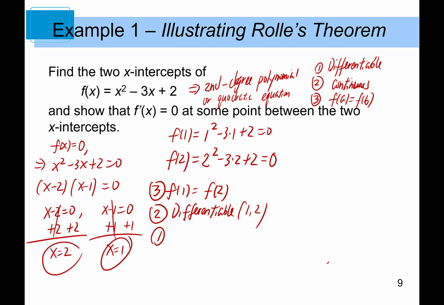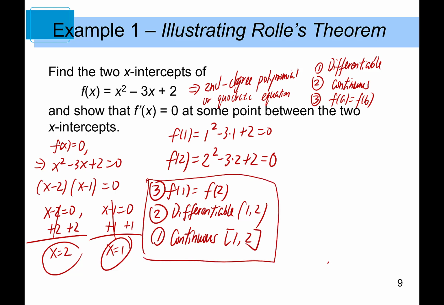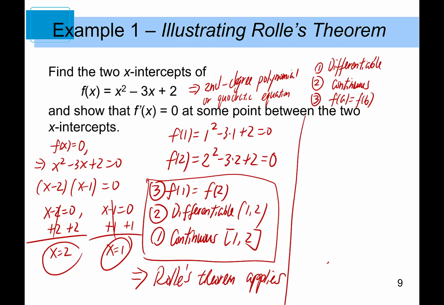First condition is continuous in the closed interval 1, 2. So now all three conditions are satisfied, right? So we can say that Rolle's theorem applies here. So there must be a horizontal tangent. In order to find a horizontal tangent, we've got to find where the tangent is horizontal.